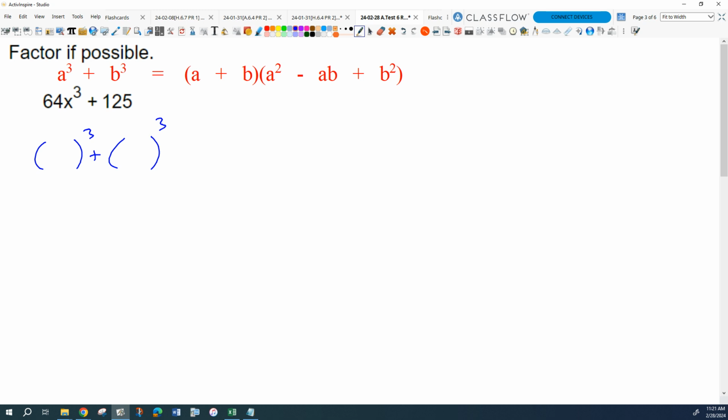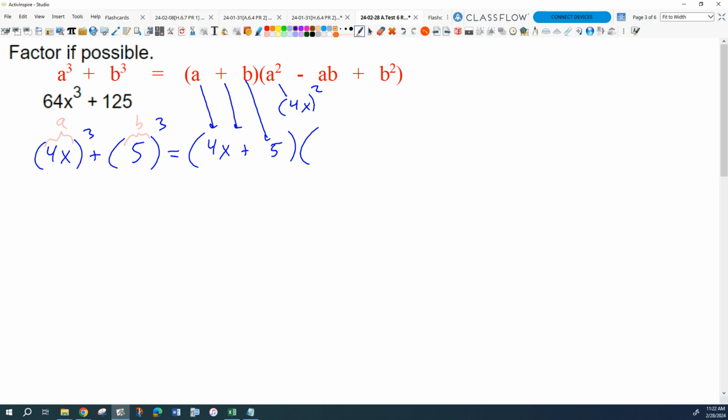B is easy. What do I cube to get 125? 5, yep. Okay, A is a little tougher. What do I cube to get 64 times x cubed? 4x. There you go. So 4x is my A, and my B is 5, right? And I'm just going to follow my pattern. So what's that giving me? Well, then I get A, which is 4x, plus B, which is 5. Now this one's a little bit trickier. What am I squaring here for A? I'm squaring the whole thing.